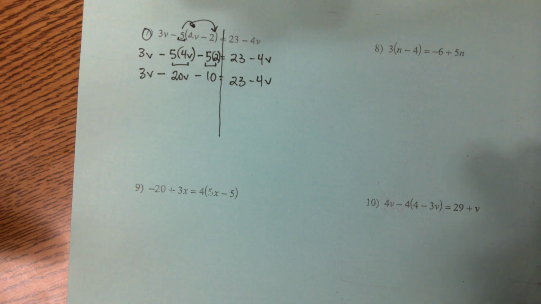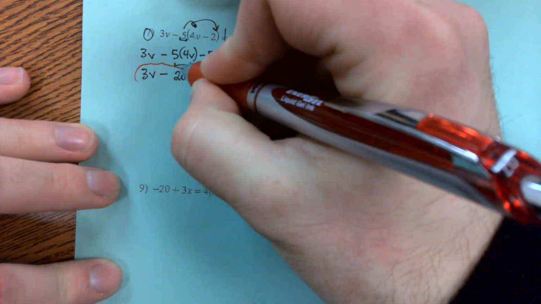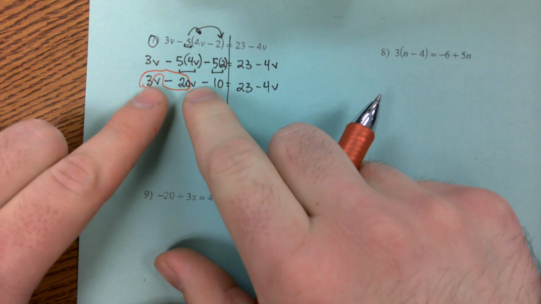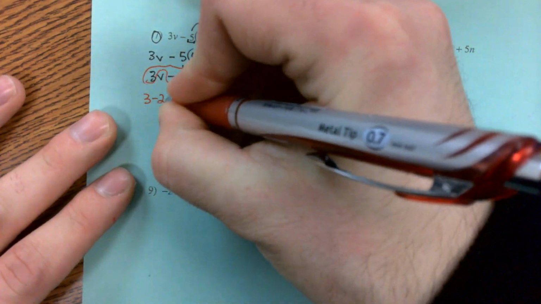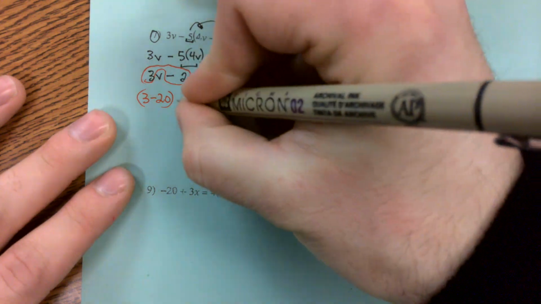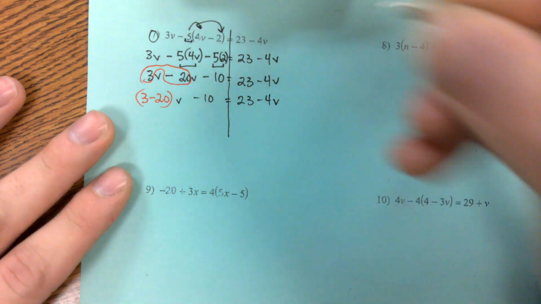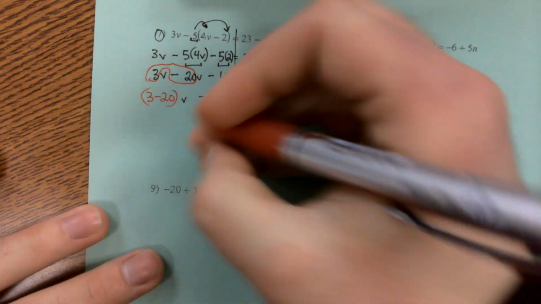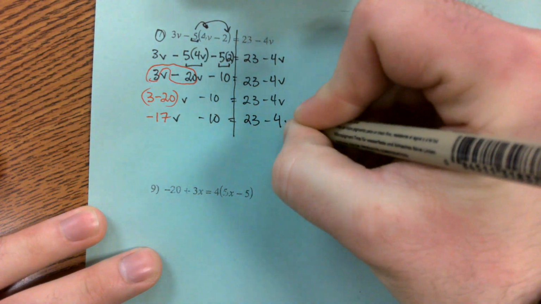And we have one too many terms here on the left-hand side, so let's go ahead and combine these like terms. We see that they have the same letter variable, okay? So we can just add up the coefficients. We get 3 minus 20 v minus 10 equals, once again, that right-hand side. We haven't touched the right yet. Should all look the same. 3 minus 20 now gives us negative 17v minus 10 equals 23 minus 4v.